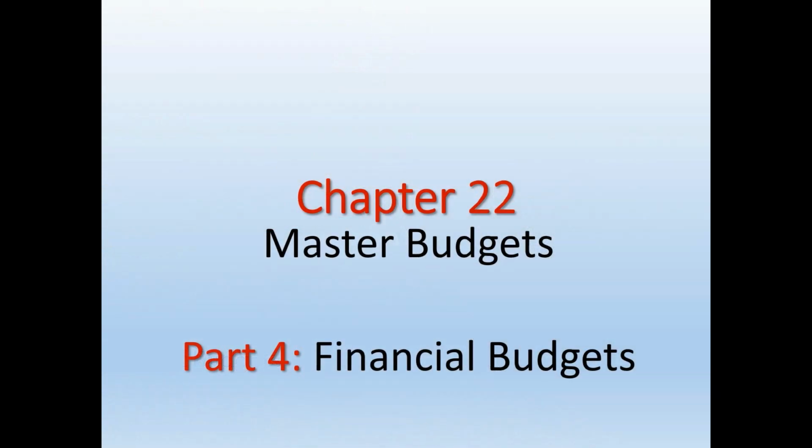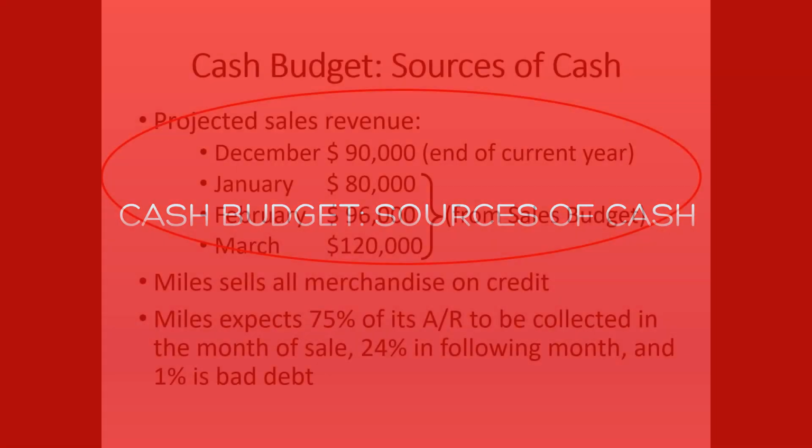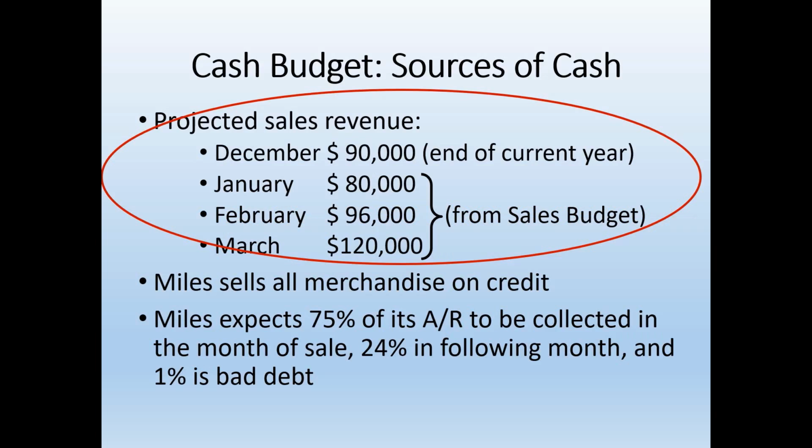In the final section of Chapter 22, we'll be talking about how to prepare financial budgets. There are two parts to the firm's cash budget: the sources of cash and the uses of cash. In order to prepare the sources of cash, we need to know the firm's projected sales revenue. We already have the expected sales revenue from January, February, and March from the firm's sales budget.